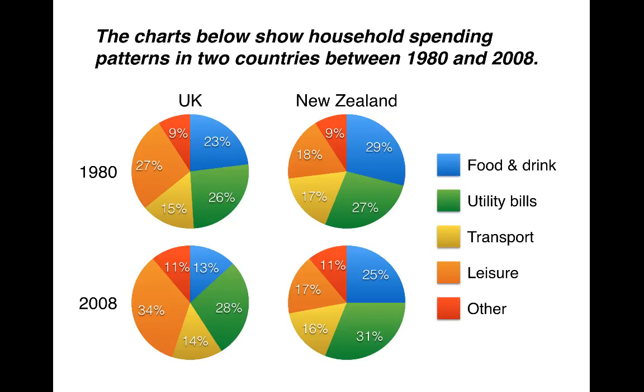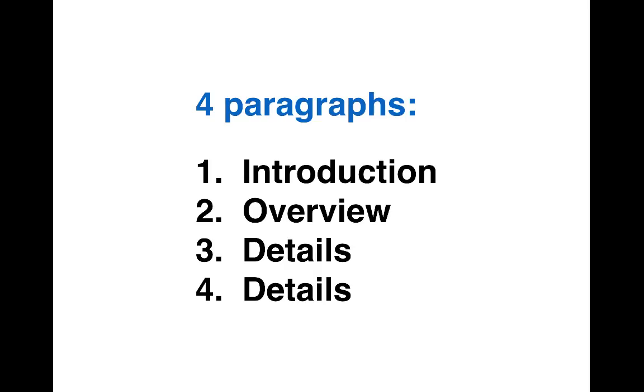And the spending is in 5 categories. We've got spending on food and drink, utility bills, transport, leisure and other. Our job is to compare those pie charts, compare the percentages of spending in the 2 different countries and in both years. As usual, we're going to write a 4-paragraph essay: introduction, overview, 2 paragraphs of details and no conclusion.